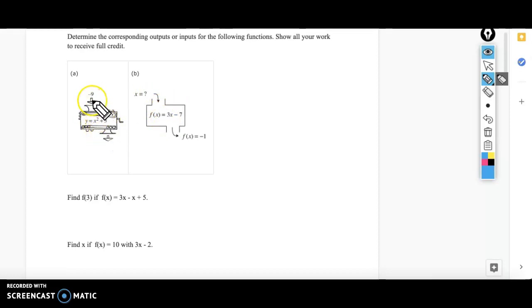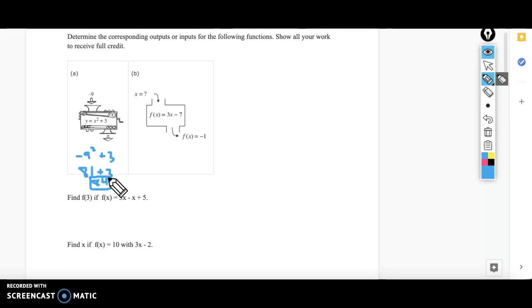Right here, they say take a -9 and plug it in. So we're going to take a -9 and plug it into this equation, which means we are going to square it and then add 3. In our heads, -9 times -9 is going to be a positive 81. And then 81 plus 3 is going to be 84. So that is our solution for this first problem: f of x equals 84.